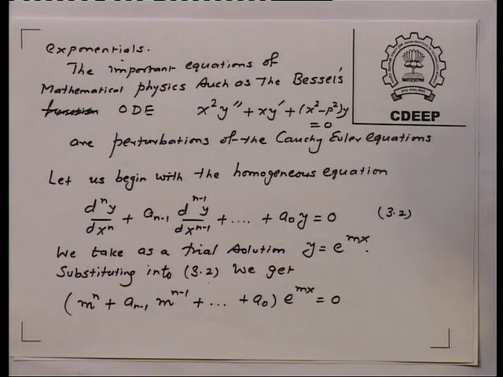d^n y/dx^n plus a_{n-1} d^{n-1} y/dx^{n-1} plus etcetera plus a_0 y equal to 0. That's equation 3.2. You can just write down this equation. You can just take this as the beginning of your chapter. The rest of the words you will get from Moodle, all right? So, just write down equation 3.2 and we will follow this numbering.